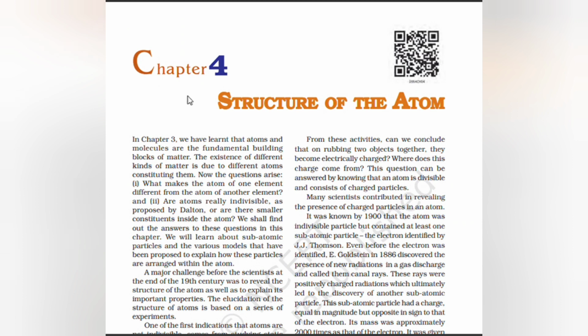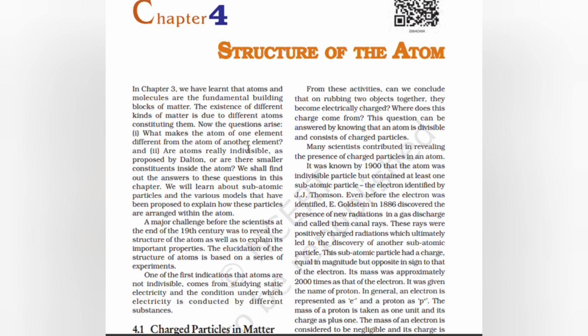Today class we are going to learn the fourth chapter, Structure of the Atom. In chapter 3 we have learned that atoms and molecules are the fundamental building blocks of matter. The existence of different kinds of matter is due to different atoms constituting them. Now the question arises: 1. What makes the atom of an element different from the atom of another element? And 2. Are atoms really indivisible as proposed by Dalton, or are there smaller constituents inside the atom? We shall find out the answers to these questions in this chapter.